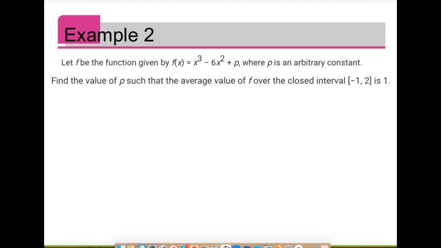Well, let's do an example where we use some of that information. So let f be the function f of x equals x cubed minus 6x squared plus p, where p is an arbitrary constant. It says find the value of p such that the average value over the interval -1 to 2 is 1.